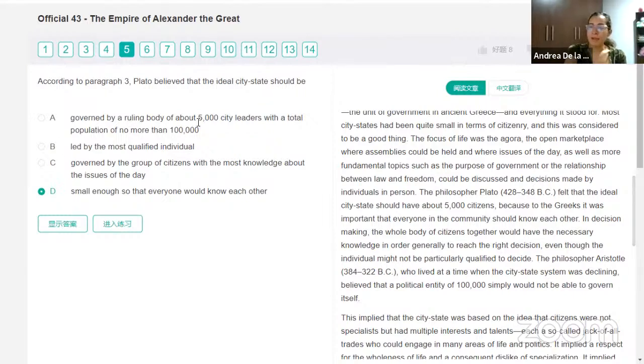Governed by a ruling body of about 5,000 city leaders, no, son 5,000 citizens, no city leaders. Led by the most qualified individuals, no habla sobre los líderes, sino de los ciudadanos. Governed by the group of citizens with the most knowledge, tampoco habla del gobierno. Habla de los ciudadanos. Entonces, el city state should be small enough, sí, porque debería tener pocos ciudadanos, so that everyone would know each other. Para que, or because, everybody should know each other. Muy bien, opción D.